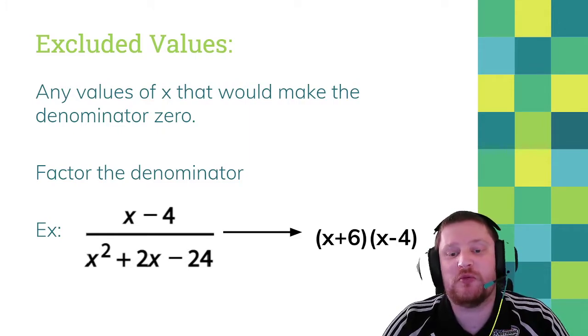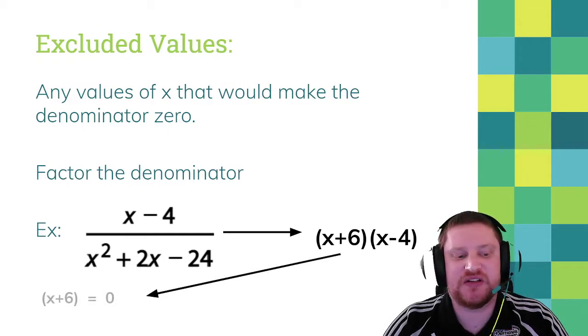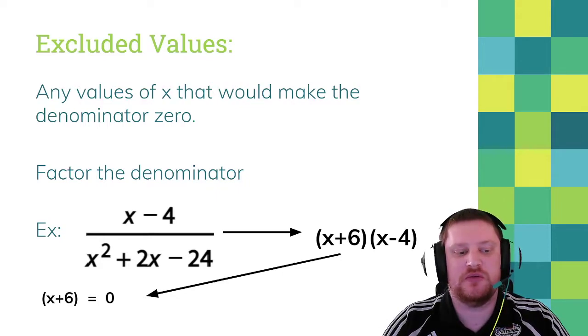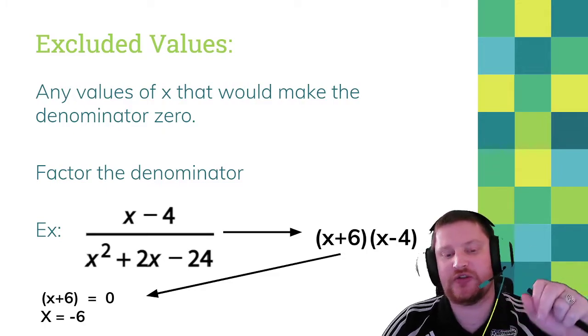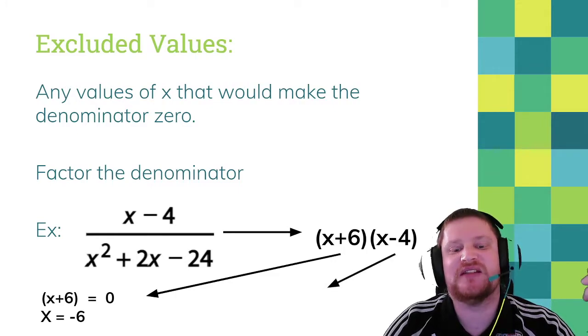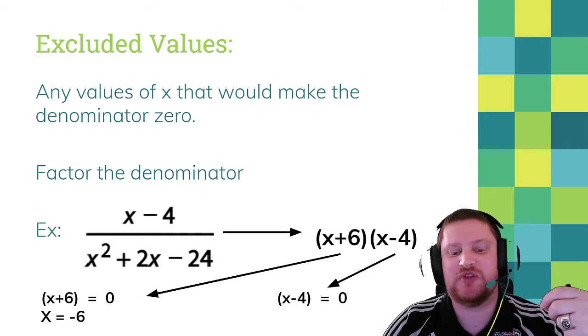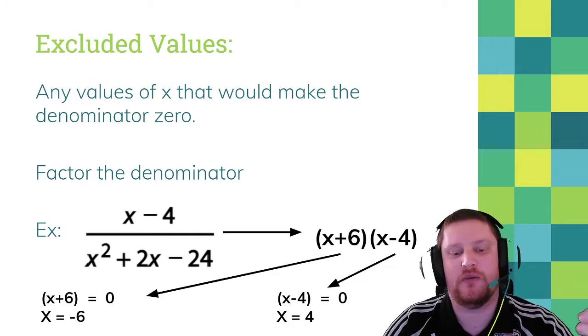Now if you're not real comfortable with factoring, I am going to talk briefly about another way to solve this problem. But once you have these two items, you're going to take each of them. Let's start with x plus 6, and set that equal to 0. Solve for x. You subtract 6 from each side, and you get x equals negative 6. That's one of your two excluded values. To get the other one, you take x minus 4 and set that equal to 0. This time we add 4 to both sides, and we get x equals 4.